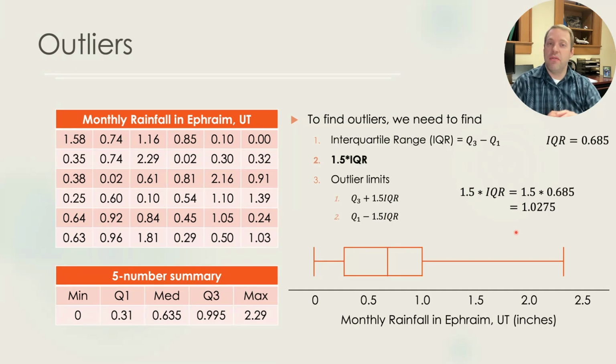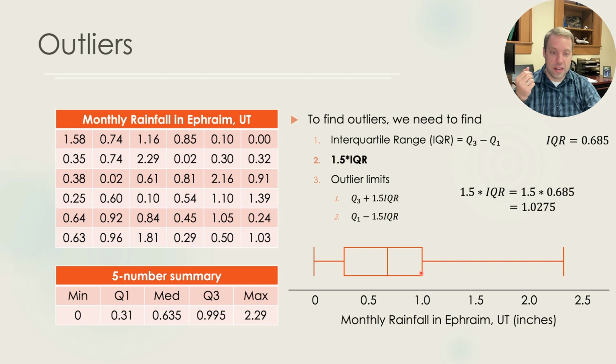The second step, very easy. We just take that number and we multiply it by 1.5. That gives us a value of 1.0275. Now here's where this number comes in. We are going to start at our third quartile and we're going to go up 1.5 interquartile ranges. In other words, in this example, we're going to go up by 1.0275.